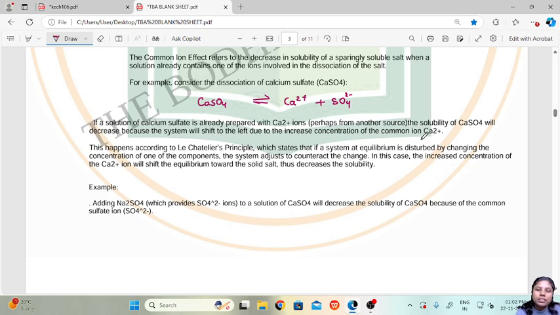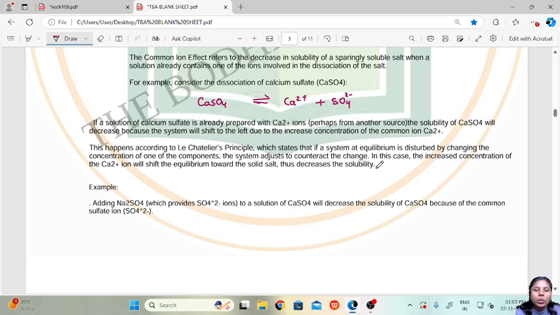In that, say through an external source I am adding calcium ion. So what will happen is that the equilibrium will shift towards the left, as in it will shift more towards the reactant side. Why? Because the concentration of Ca2+ is even more. This happens according to Le Chatelier's principle, which states that if a system at equilibrium is disturbed by changing the concentration of one of the components, the system will adjust to counteract the change. In this case, the increased concentration of Ca2+ will shift the equilibrium towards the solid salt, thus decreasing the solubility.